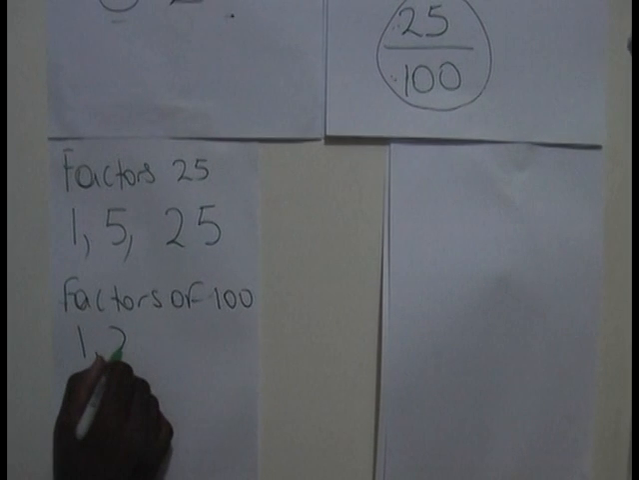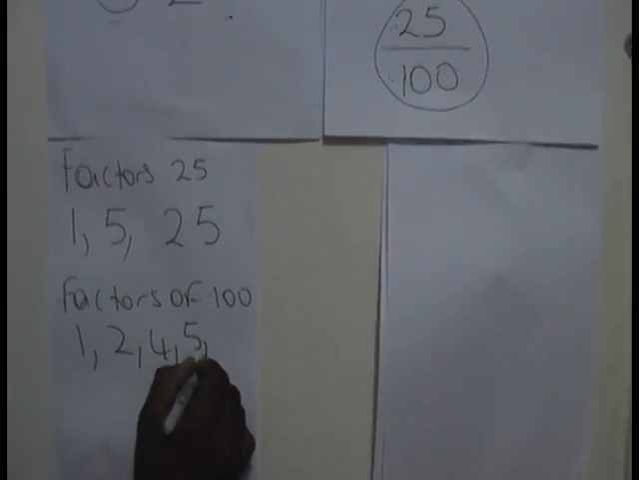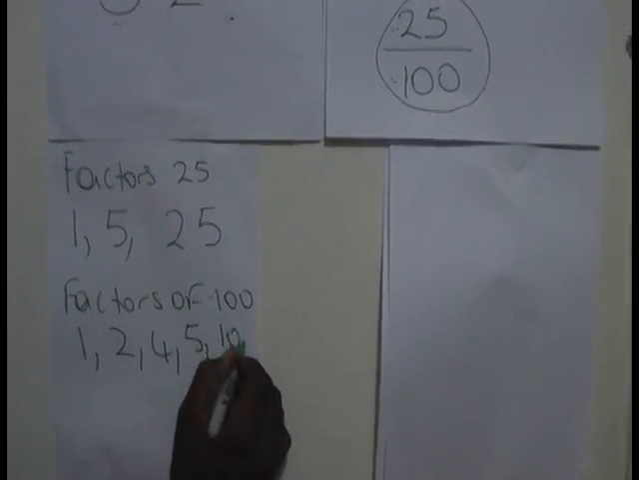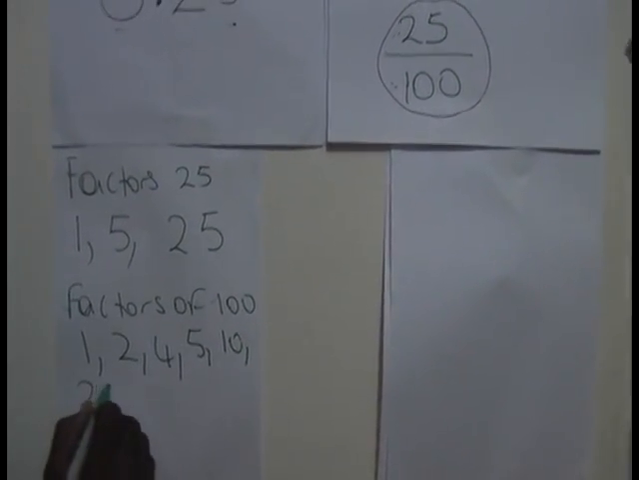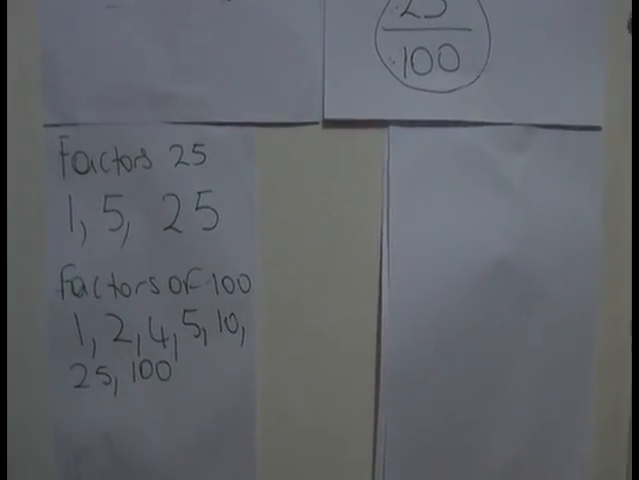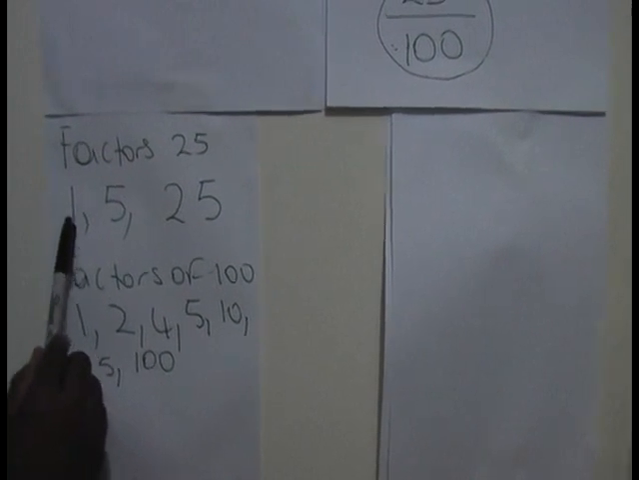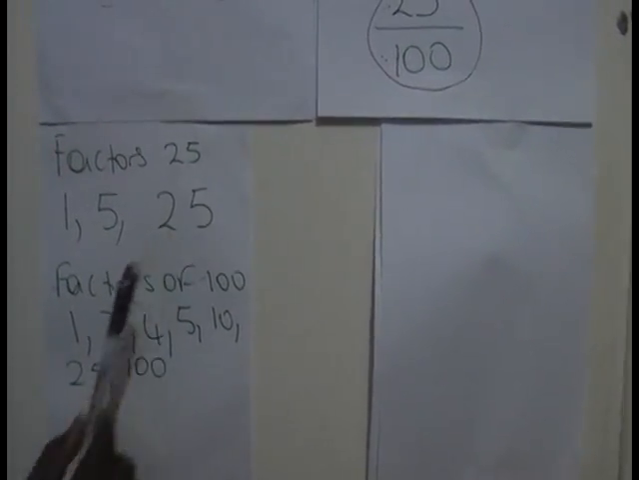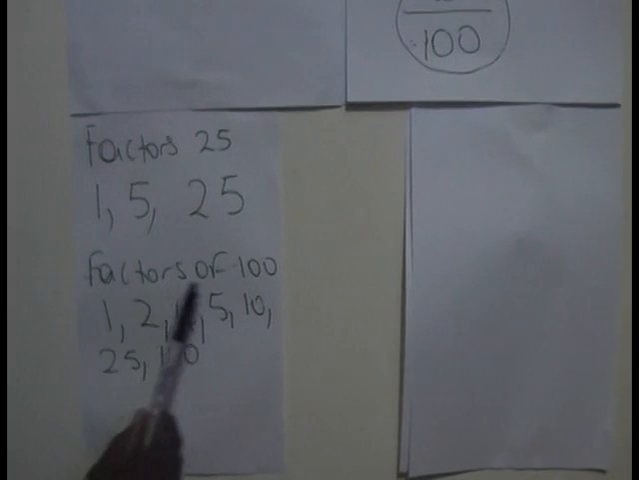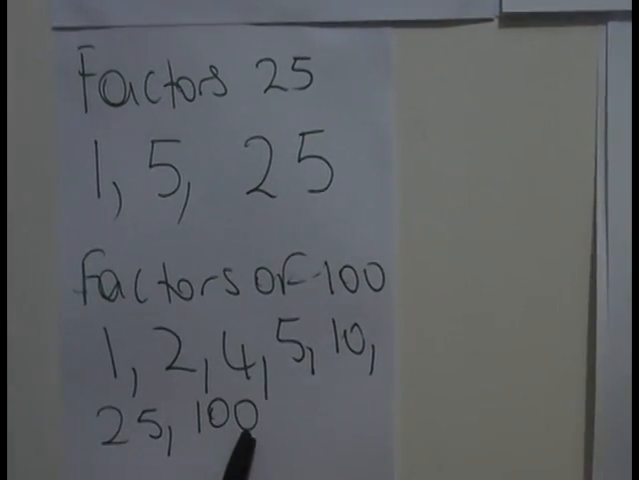Will be 1, 2, 4, 5, 10, 25, and what? 100. Good. Now, so factors of 25 are 1, 5, and 25. Factors of 100 are 1, 2, 4, 5, 10, 25, and 100.